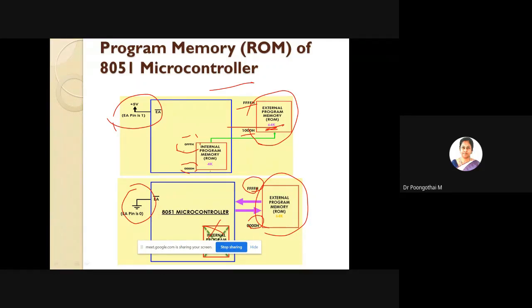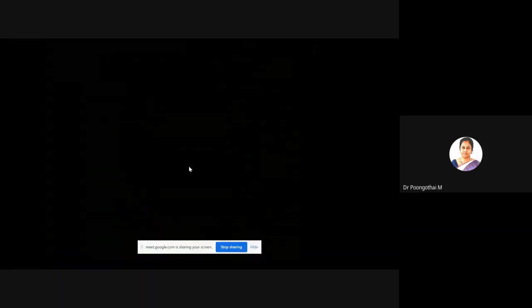Your internal memory capacity is 4K. If the capacity is exceeded, your processor automatically fetches the instruction code from external memory. The maximum external memory capacity is 64 KB. For that case, your EA must be connected to +5 volts. And if EA is connected to ground, the internal memory is completely ignored, and your 8051 will automatically fetch the codes from external memory, starting from the address range 0000 to FFFF. Any doubts?